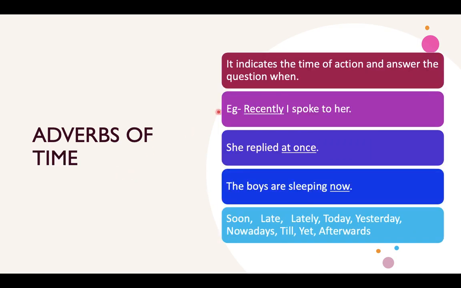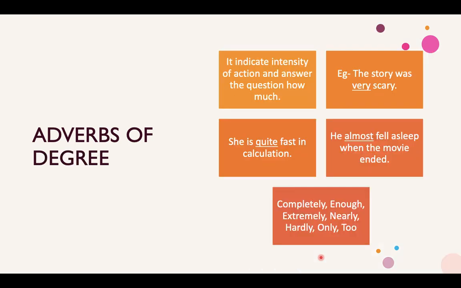Adverbs of time. It indicates the time of an action and answers the question when. Recently, I spoke to her. She replied at once. The boys are sleeping now. So these words like recently, at once and now, soon, late, lately, today, yesterday, nowadays, still, yet, afterwards, all these show the time of an action. So these are adverbs of time.